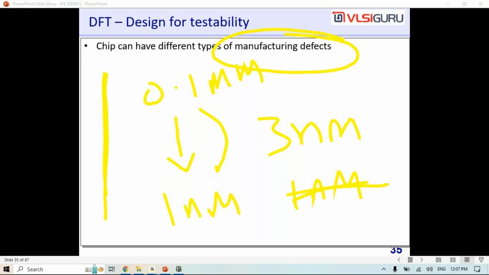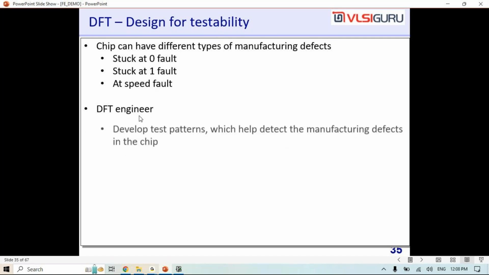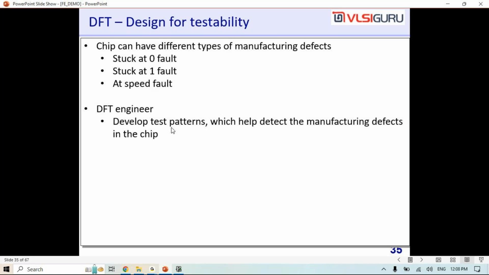If I ask you, is there any manufacturing defect in this chip? You cannot tell. Looking at the phone, you cannot tell. So there is a process required to identify those manufacturing defects. There are different manufacturing defects called stuck-at fault, stuck-at-zero fault, stuck-at-one fault, at-speed fault. A DFT engineer develops test patterns which help detect the manufacturing defects in the chip.